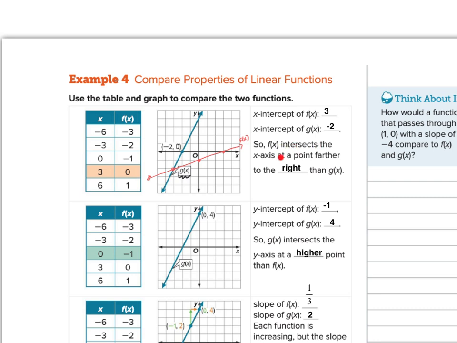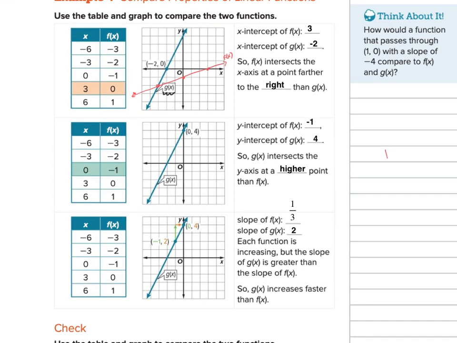And then f of x intersects the x-axis at a point farther to the right than g of x. So just being able to do those kinds of interpretations and understand what we're seeing. And so as we compare them, we're comparing the characteristics. The y-intercept of f of x is (0, -1). So (0, -1) would be right here. The y-intercept of g of x is 4, okay? And then g of x intersects the y-axis at a higher point than f of x. Again, just being able to understand and compare what we see.